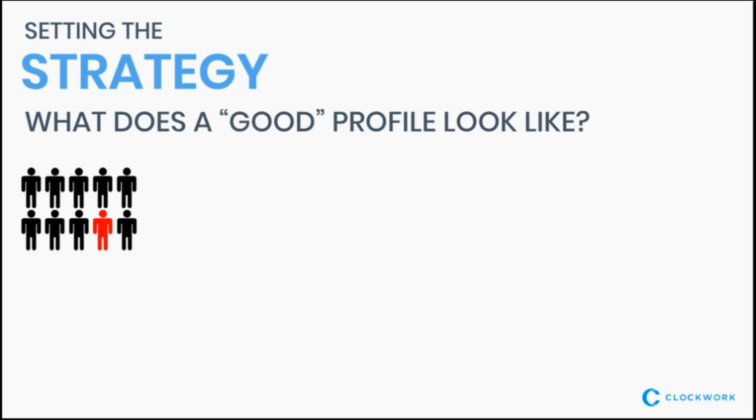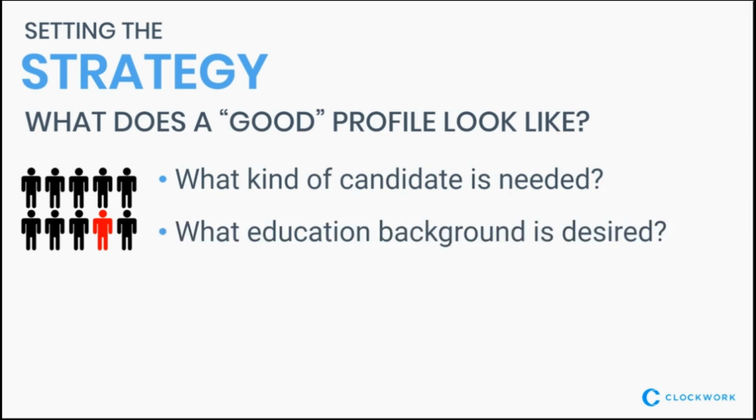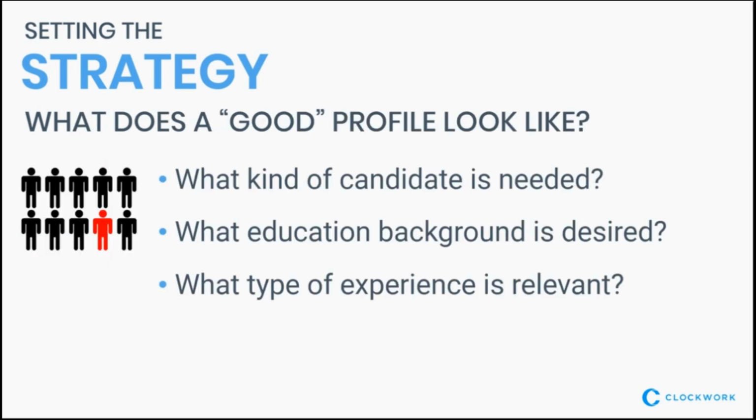So getting to that next layer, what does good look like? What kind of candidate is needed? What's their background? What type of experience do they have? These are objective criteria that you can set up at the very beginning. So does this person work at this company is a black and white yes or no, versus they've got to work at a good company.